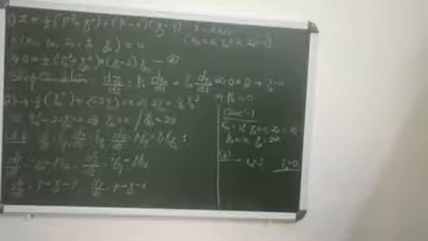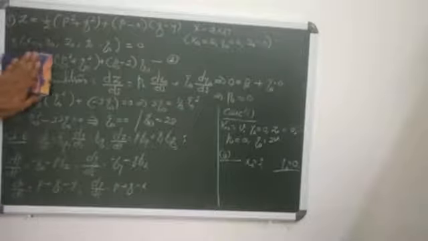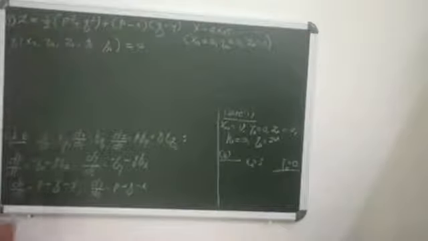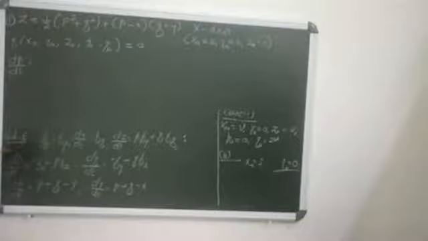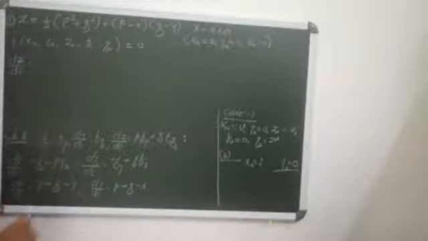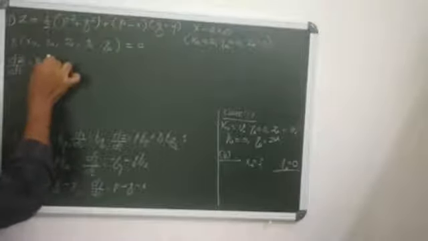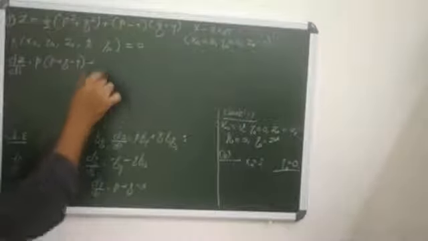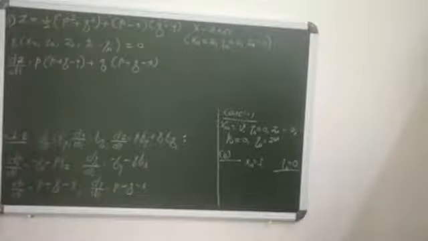Before going to dp by dt, what is dz by dt? Dz by dt is pfp plus qfq. That is p into fp, which is p plus q minus y, plus q into p plus q minus x. So this is dz by dt.